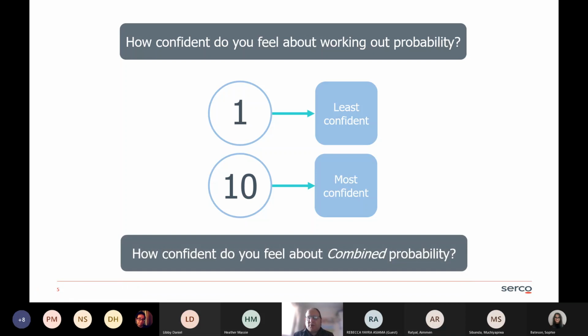How about for this thing called combined probability? I suppose if your score's low for probability, it probably is as low for combined probability. But has anybody heard of combined probability and say, yeah, I know that bit, I'm 10 out of 10 for that one? We've got a 0, so that's a definite. That clearly tells you what you think, and a number of 1s as well.